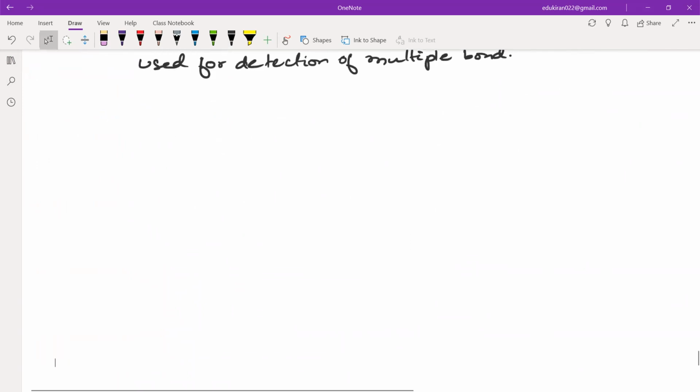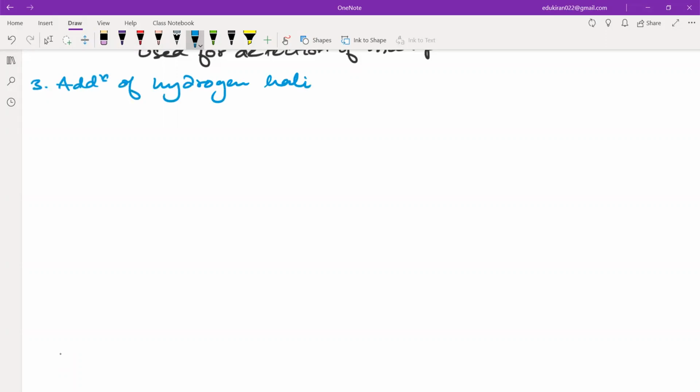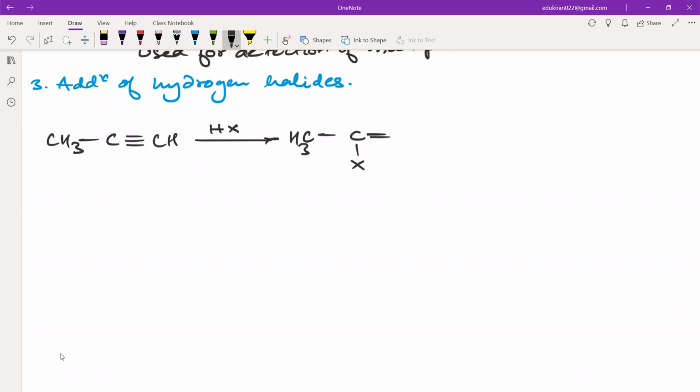Next is the addition of hydrogen halides, HX. Now, in hydrogen halides, it will follow the Markovnikov's rule. You will have CH3, single bond carbon, triple bond CH. If I react this with HX, then first of all, in this, the negative part will attach on that carbon atom which has less number of hydrogens. So it will have X here, double bond CH2. Then again, you react this with HX. So again, it will follow the Markovnikov's rule. The negative part will attach on that carbon atom which has less number of hydrogens. So X, and here also X, and you will get CH3. Is that clear? Yes or no? Please tell me.